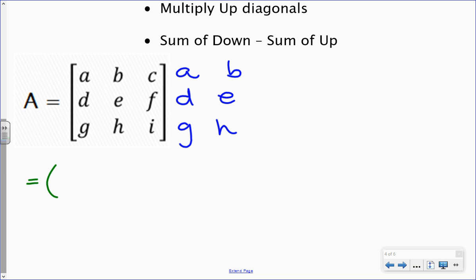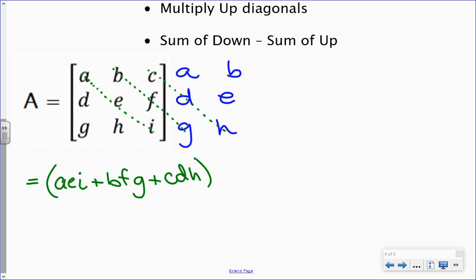Okay, this is what we're going to do. We're going to take A times E times I, and we're going to add it to B times F times G. And we're going to add it to C times D times H. Those are your down diagonals.